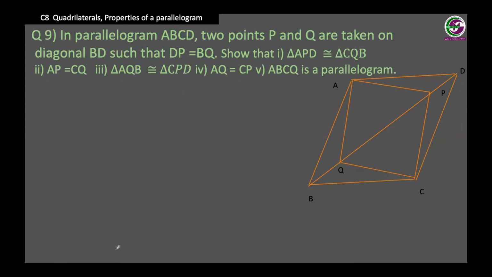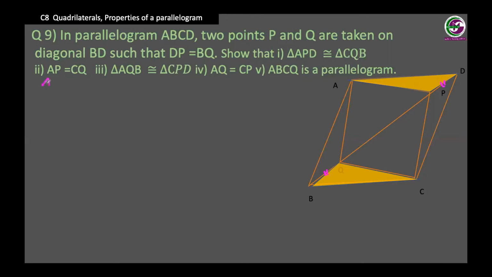In parallelogram ABCD, two points P and Q are taken on the diagonal BD such that DP is equal to BQ. These two sides are equal and the whole shape is a large parallelogram. Show that triangle APD is congruent to triangle CQB. To show these two triangles are congruent.